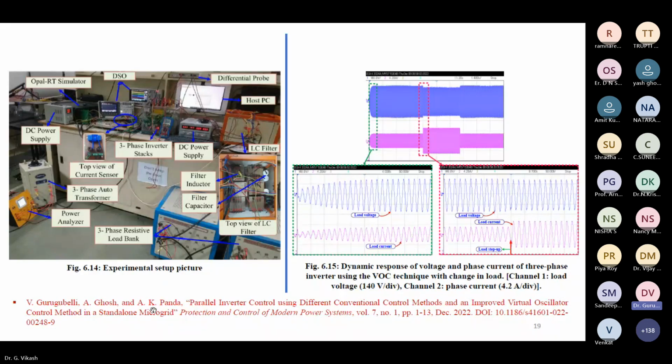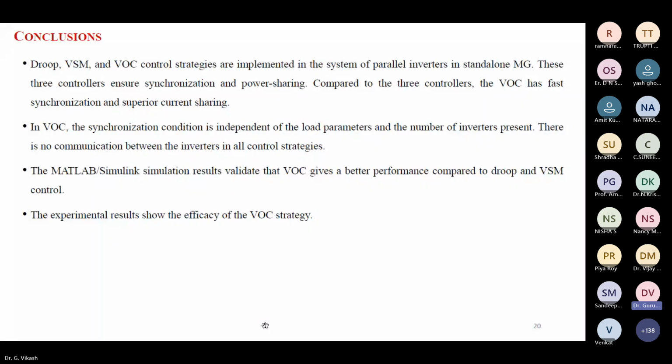Coming to the conclusions, Root, VSM and VOC control strategies are implemented in a standalone microgrid. In VOC, the synchronization condition is independent of load parameters and the number of inverters. We have presented MATLAB and Simulink results, and I have shown some experimental results of the VOC control also.